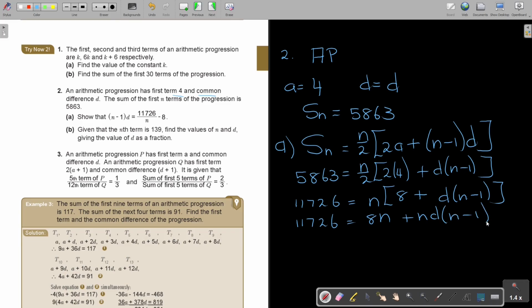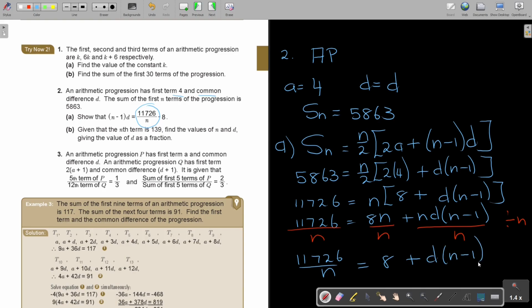Okay. Now, I'm basically just going to divide everything by n. So I divide n, I divide n, divide n. It's like an equation. You can do anything with it as long as you do it with all the terms. So you're going to get 11726 over n equals 8 plus d(n minus 1). Okay, are you with me?